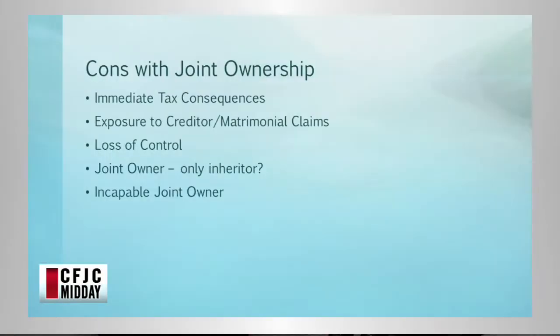The other thing is, let's say you had a 21-year-old kid on joint ownership who was drinking under the influence, caused an accident, and got sued for it. If they were joint owner on your property, then your property's up for grabs too. Then there's loss of control.